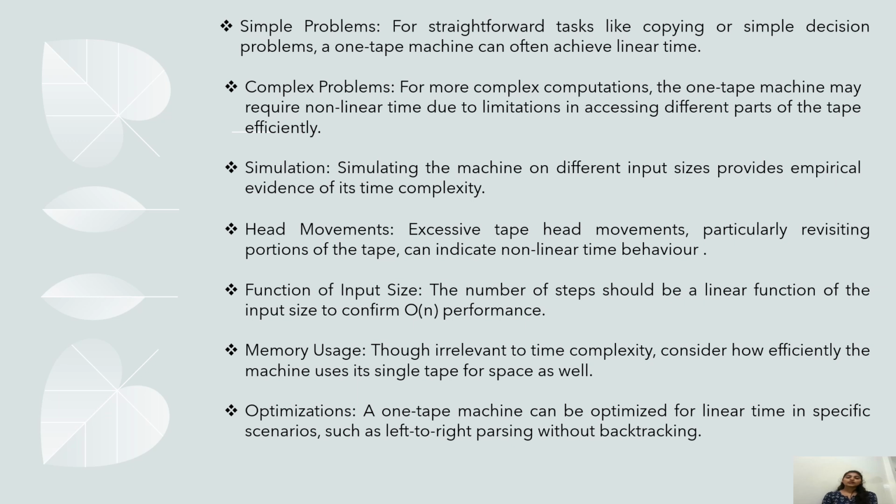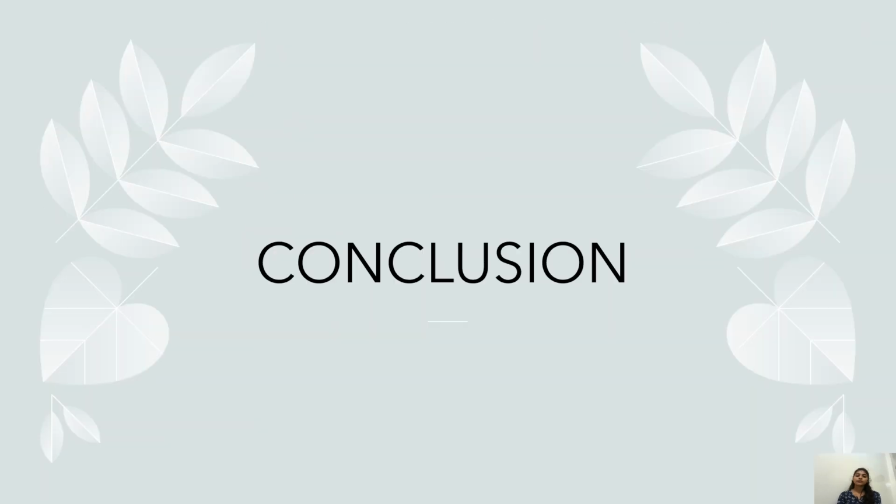This is memory usage. Though irrelevant to time complexity, consider how efficiently the machine uses its single tape for space as well. The last is optimization. A one tape machine can be optimized for a linear search scenario, such as a left to right pass without backtracking.